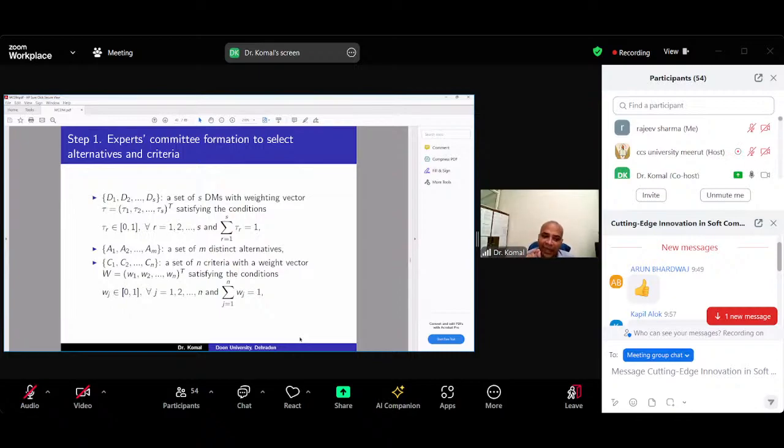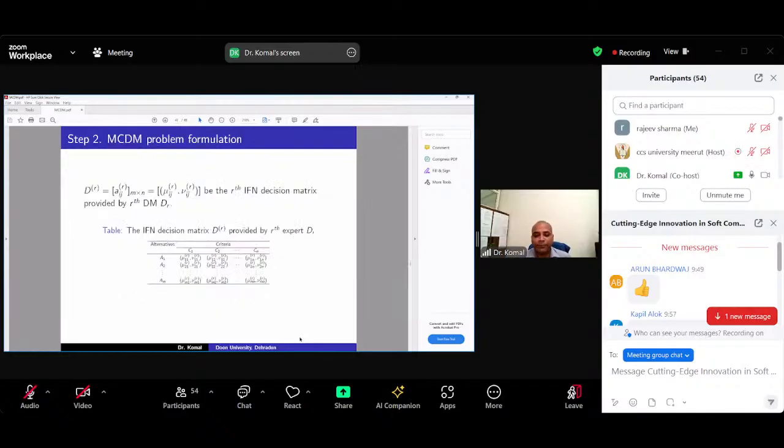Suppose we have S experts denoted by D1, D2, DS with their weights tau1, tau2, tau s satisfying this condition. We have M alternatives, say A1, A2, AM, and N criteria C1, C2, Cn with weights W1, W2, Wn. Then each expert will provide the information in terms of these matrices. So this is the information provided by the r-th expert. This is the second step: we collect the information from each expert and put it in matrix form.